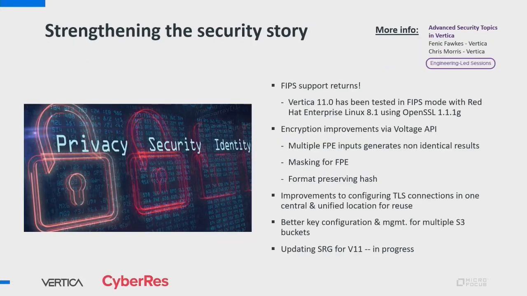From here, we're going to talk a little bit about strengthening the security story. Again, there's a session here if you're interested, Advanced Security Topics in Vertica with Ben and Chris. The highlights for Vertica 11 include the return of FIPS support. Red Hat has now been certified by the US government with a new library at OpenSSL, and we've been able to bring back FIPS support. Please refer to the documentation for more details.